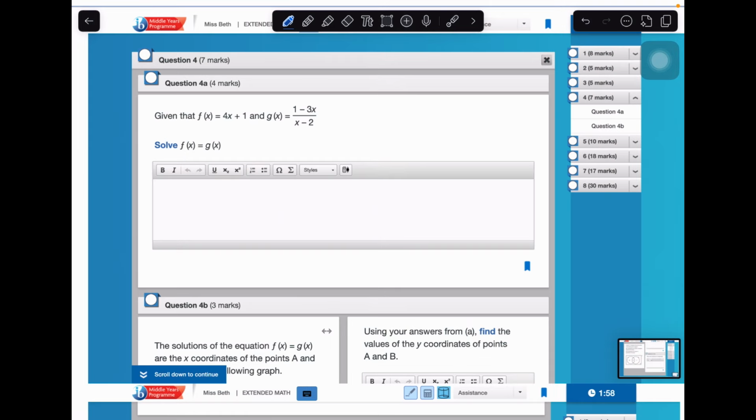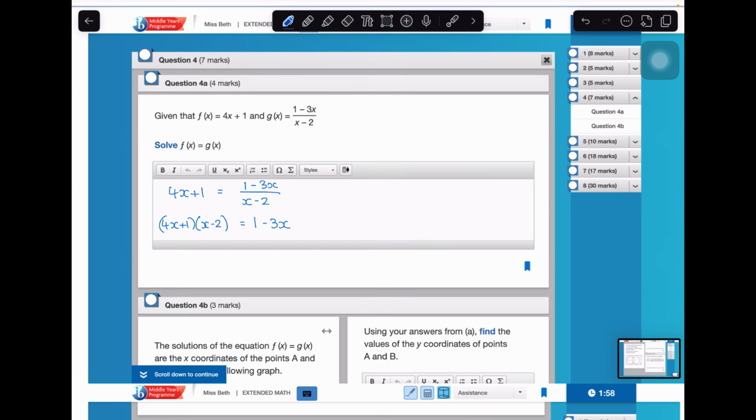Okay, so for question 4a, we are given that f of x is equal to 4x plus 1 and g of x is equal to (1 minus 3x) over (x minus 2). Solve f of x is equal to g of x. Okay, so all you need to do at this point is equate the two. So we have 4x plus 1 is equal to (1 minus 3x) over (x minus 2). I'm going to multiply both sides by x minus 2. So (4x plus 1)(x minus 2) is equal to 1 minus 3x.